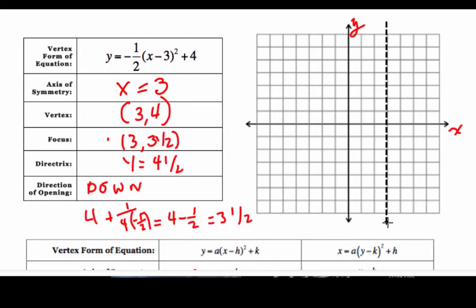Now I've got to go through and plot my points. So at (3, 4), so 1, 2, 3, and then we're going to go up to 4, 1, 2, 3, 4. There's my vertex. There's my focus. I'll just put it here. And then we know that we're going to have another line that I'll draw in here in a second, and it's also going to be dashed. That's at 4.5, so right about there. That's my directrix.